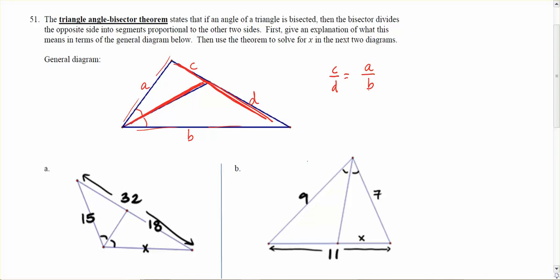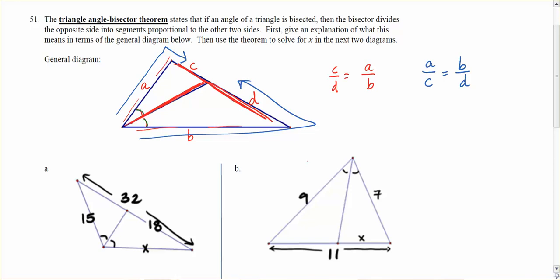Some students prefer to put the A over B in front and then C over D as the second one. Doesn't matter to me. Another way of setting this up is a little bit different, but the cross multiplication works out the same. You could go A over C equals B over D as well, right?